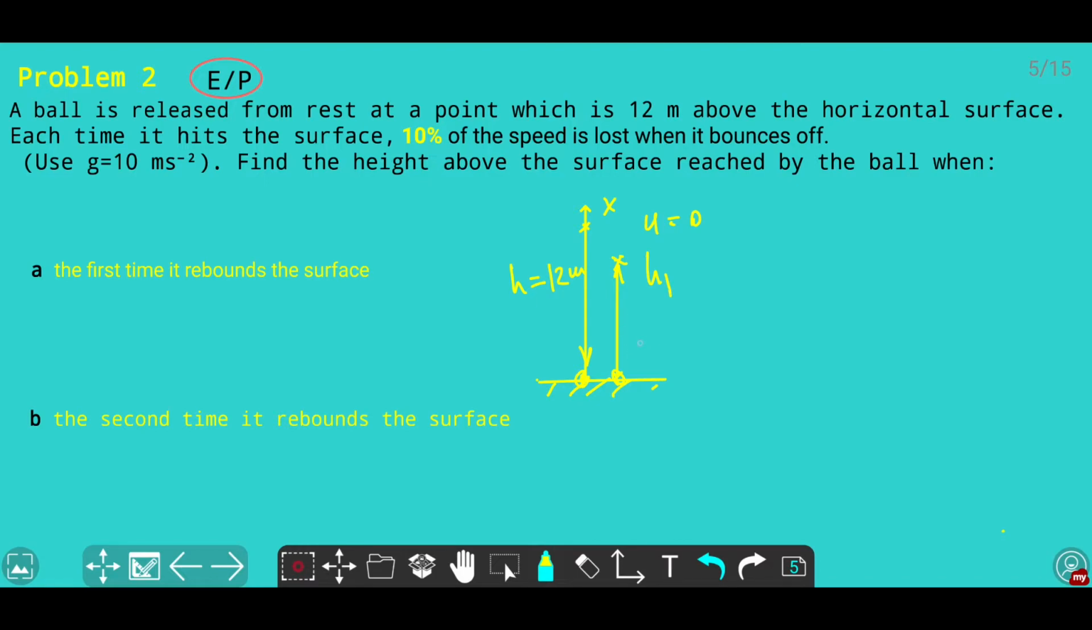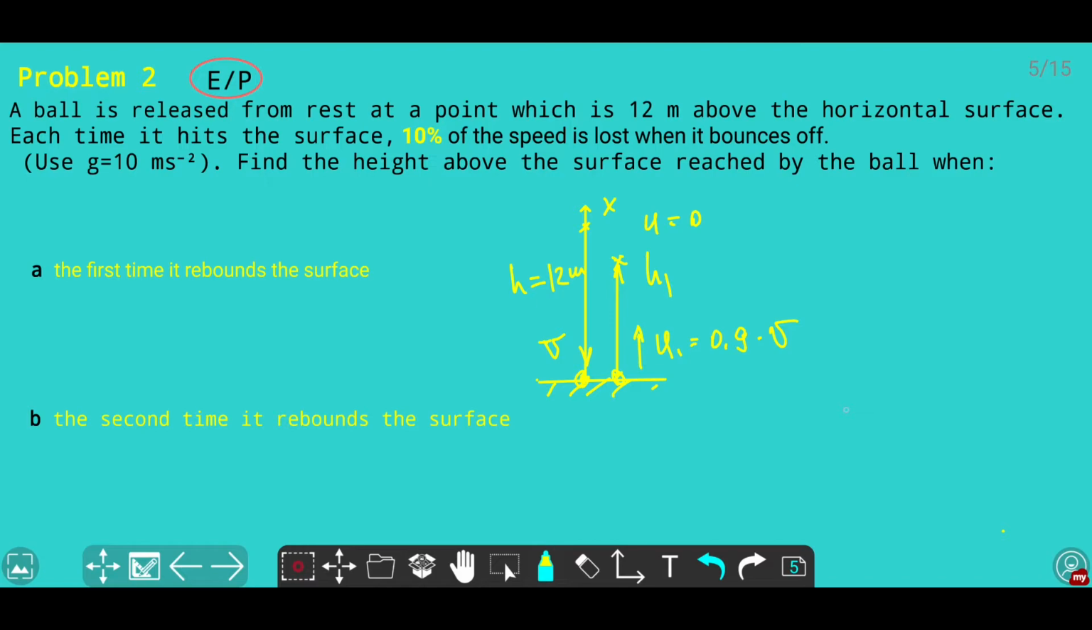Obviously, you need to know the initial speed during the rebound. Okay, this u1 is the speed after losing 10%. So that means it's 0.9, or 90%, of the speed that it has right before the collision, after falling from the height of 12. So that's going to be 0.9 times v.